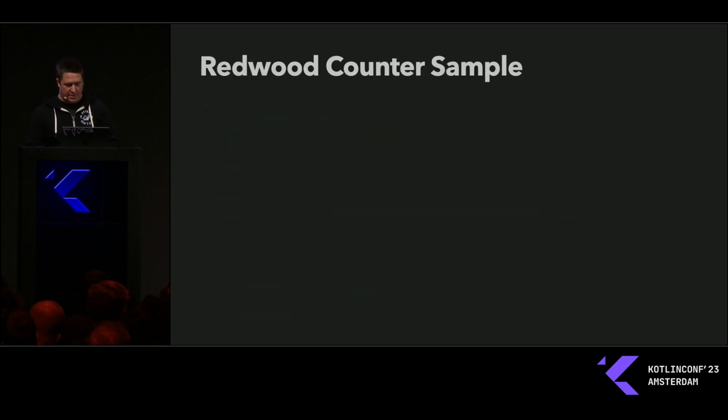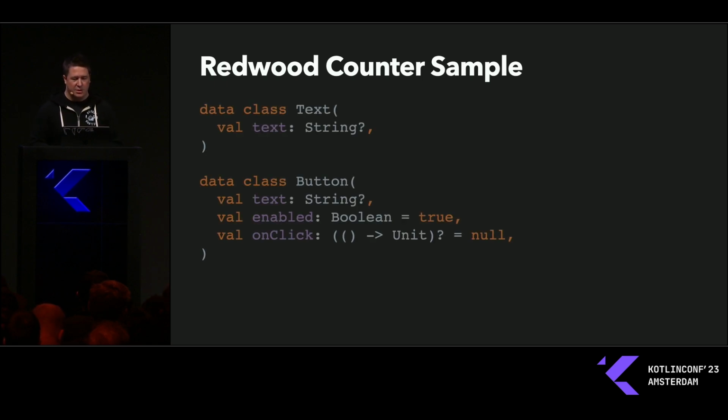All right, I want to look at the first sample that's in the repository and how we build it up. We'll see screenshots of it executing, and we won't see one executing until later. So this is the entire schema. This is a counter, really simple. So all we need is text and a button that we can click.